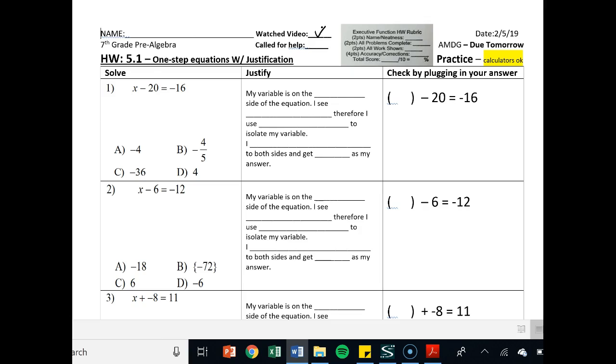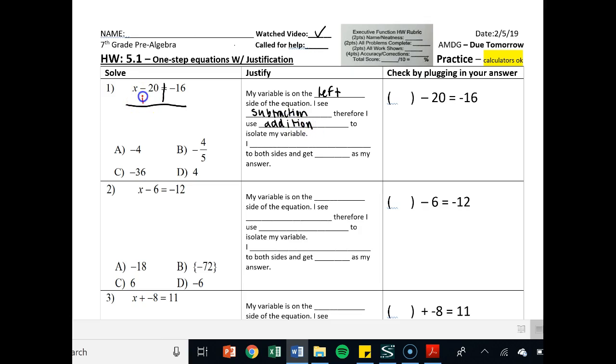So, problem number one, I'm going to draw my scales of justice. I start asking myself, my variable is on the left-hand side of this equation. The equal sign says that's the left-hand side, that's the right-hand side. I see subtraction. Because I see subtraction, I'm going to use addition to isolate my variable. I'm going to use inverse operation.